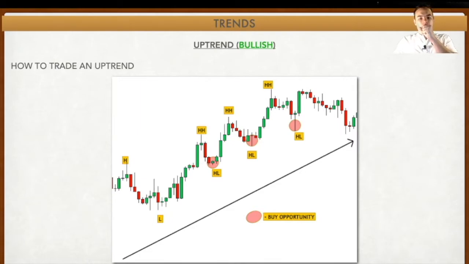So this is a practical screenshot of price making higher highs and higher lows, forming an uptrend. As you can see, where those red circles are, that's where you would most likely want to buy in this market. You never want to buy on the higher highs. You always want to buy on the higher lows, because that's where price is the lowest, and you get a good price, and if it increases, then you profit.